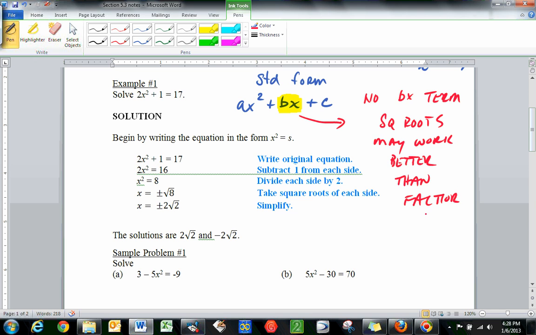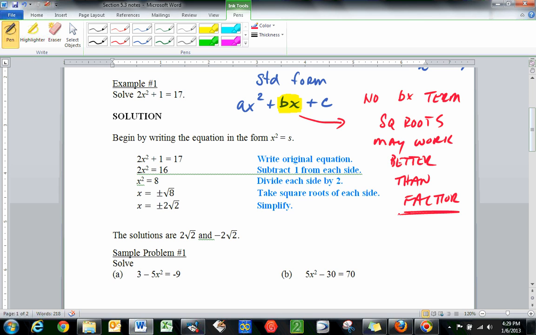Than factoring. So very important that if we don't have an x term anywhere in the equation and we cannot put this in standard form, and we only have an x squared term with some other constant numbers, more than likely the square root method of solving the quadratic is going to be important.